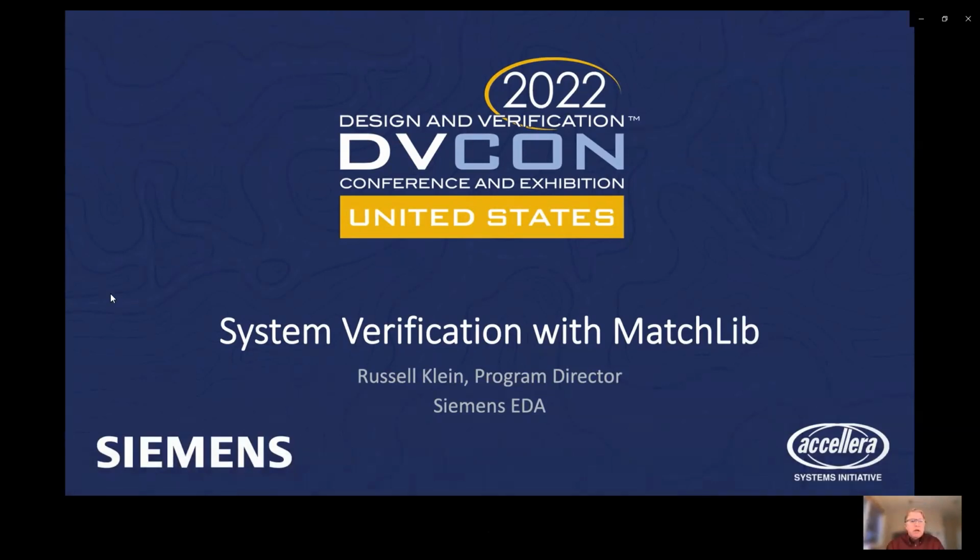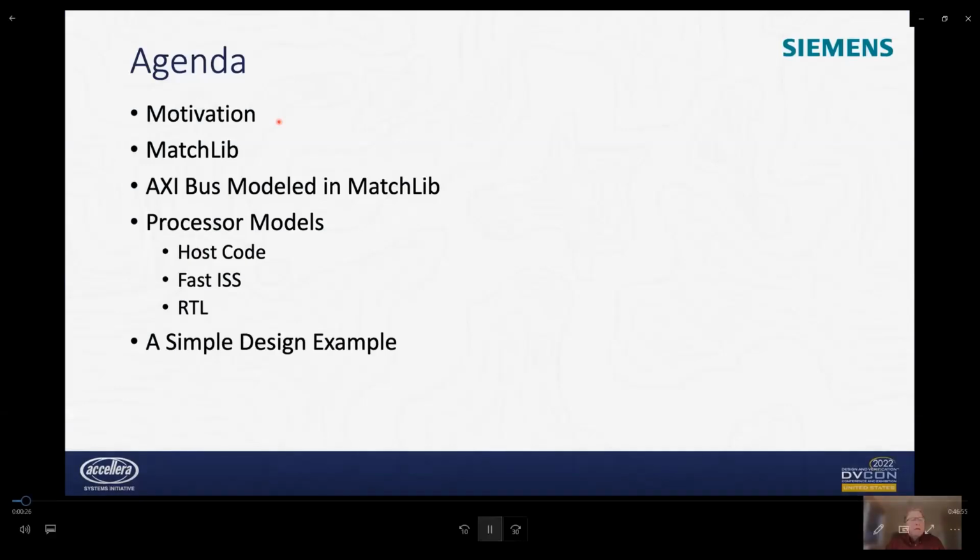So I'd like to start with a little bit of the motivation behind today's talk. How does it tie into real-world challenges that designers are seeing? Then I'm going to do a brief introduction of MatchLib. We have some longer presentations that do that, but we need at least a beginning basis of understanding what it is so that the rest of the talk will make sense.